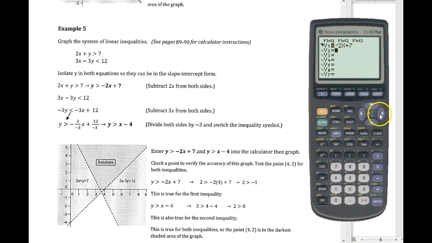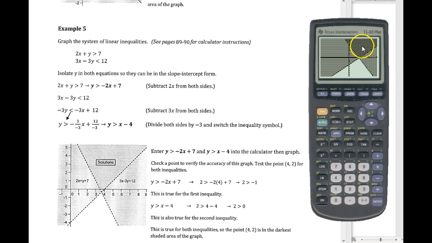Then I'm going to go to the second inequality. I'm going to input x minus 4. And it says y is greater than x minus 4. So for this one as well, I'm going to shade above. So now this is what the window would look like when I'm ready to graph. I'm going to select graph. And I see that my solutions are going to be in this overlapping shaded region right here.